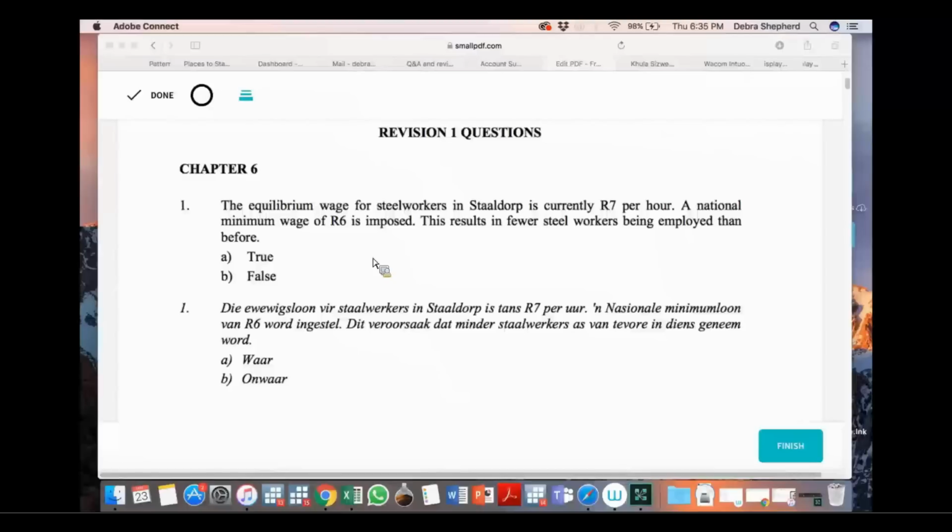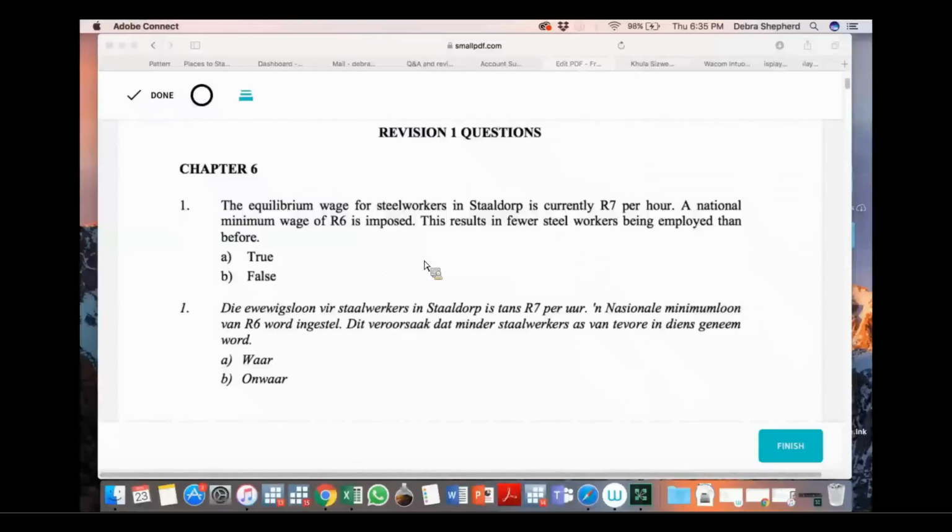So for me, the real trick to answering true and false questions is to basically, at every point of the question, ask yourself, does this still make sense? And the tricky thing with true and false is what sometimes happens is one word can make the question wrong. So you have to be very, very careful answering true and false.